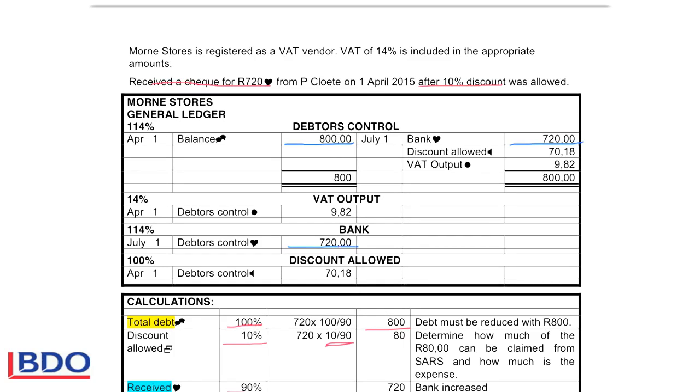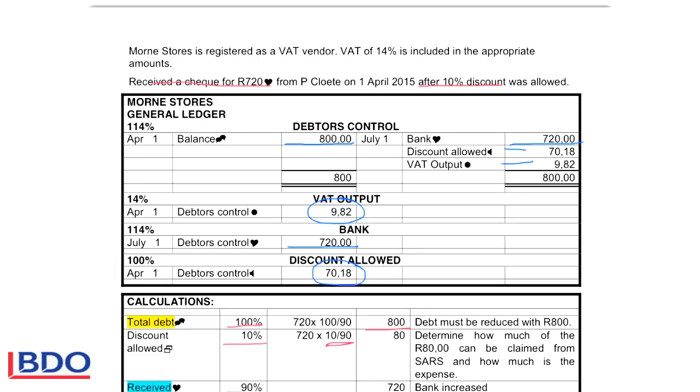The discount of 80 must be split between the discount allowed and the VAT output. So it means VAT output will be debited with 9.82, so we can claim back the 9.82 from SARS because we did not collect that money on behalf of SARS. The discount allowed will be debited with 70 rand 18 cents, and that is the amount that the business will lose. This is the discount that will be recorded in the income statement to reduce your profits.